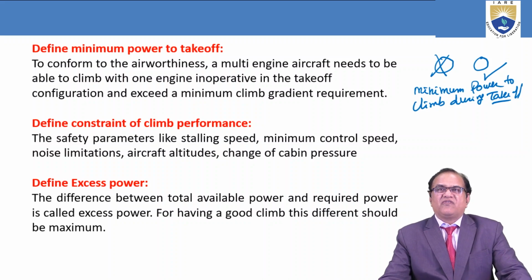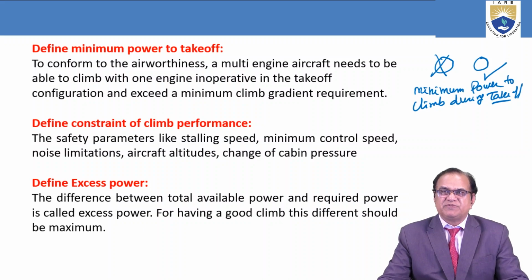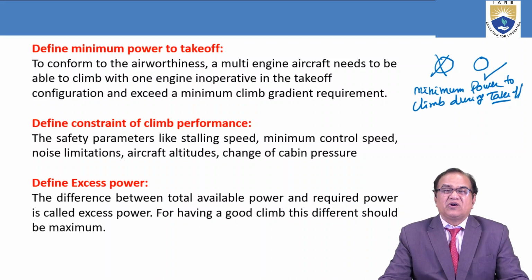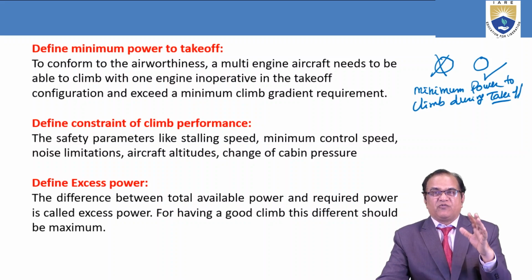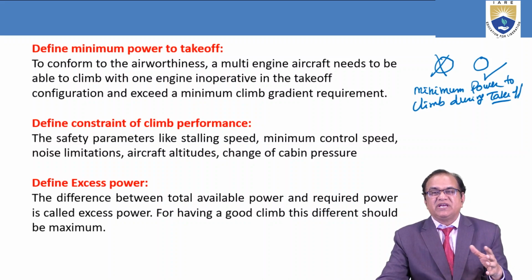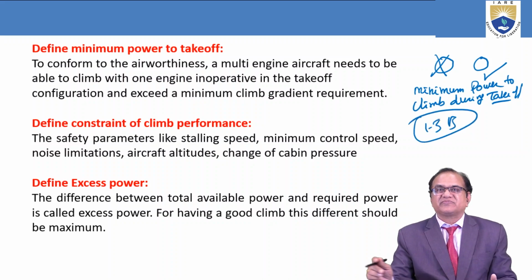Define constraints of climb performance. The safety parameters like stalling speed, minimum control speed, noise limitations, aircraft altitudes, and change of cabin pressure, all these things are the constraints of the performance of the aircraft. Stalling speed is the speed at which the aircraft will not be able to sustain in the air. That is the minimum speed of the aircraft. Minimum control speed is more than the stalling speed. Somewhere it is 1.3 times Vs.